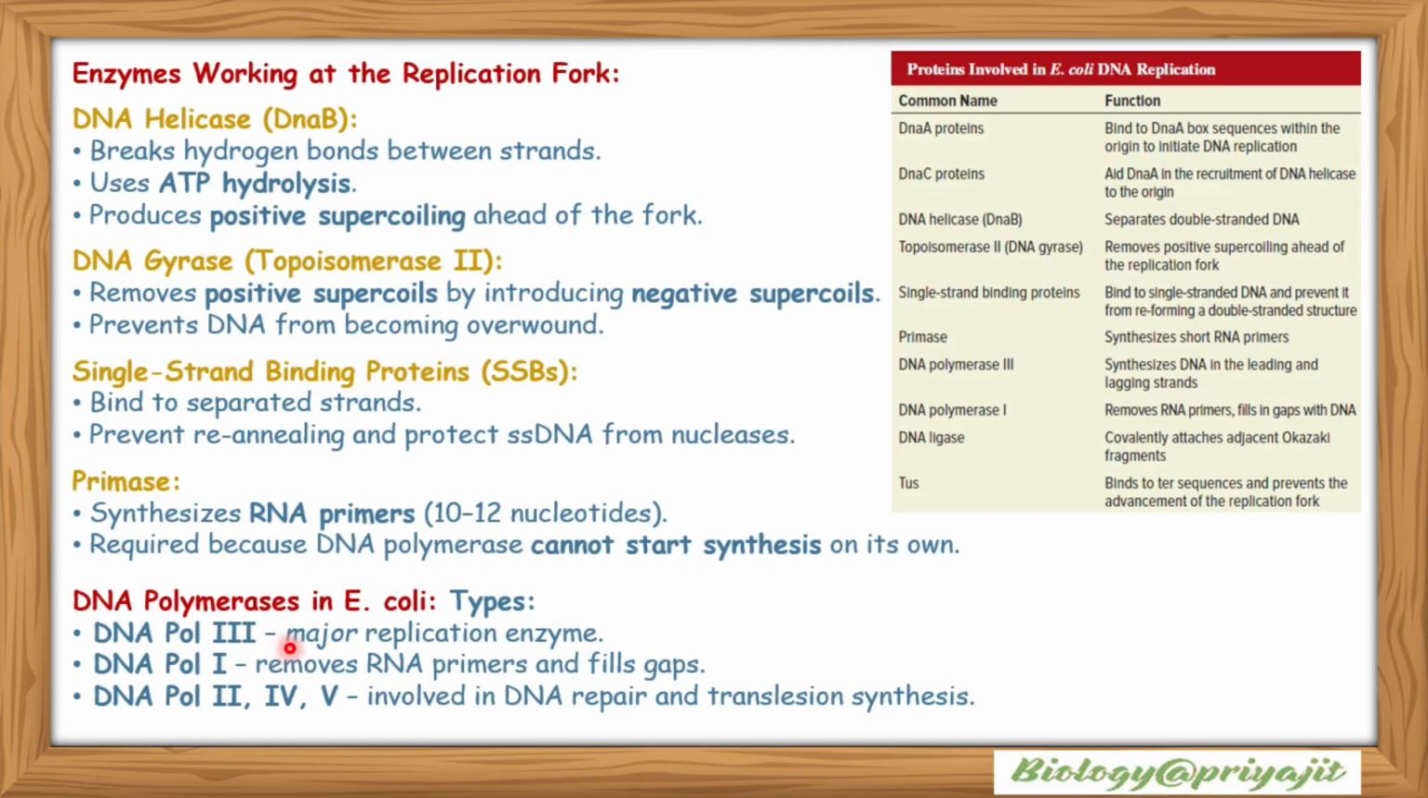DNA Pol III, that is the major replication enzyme. DNA Pol I removes RNA primers and fills gaps, and DNA Pol II, IV and V are involved in DNA repair and translesion synthesis. These are the different proteins involved in E. coli DNA replication, and their functions have also been given here.